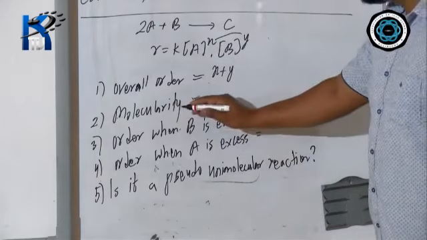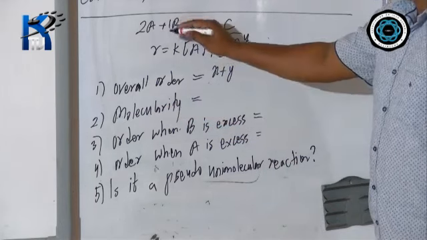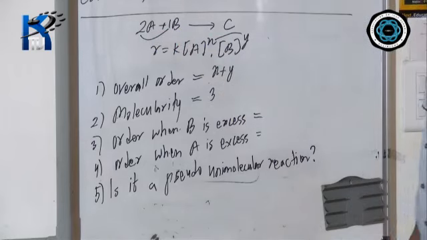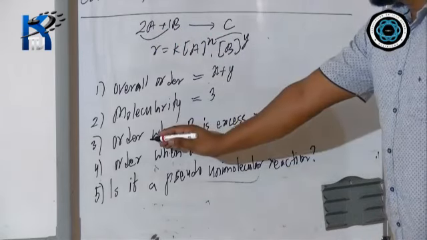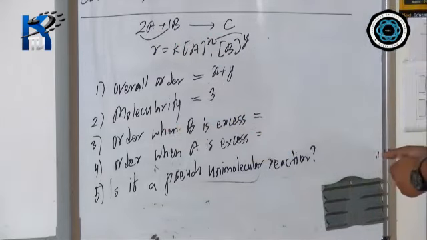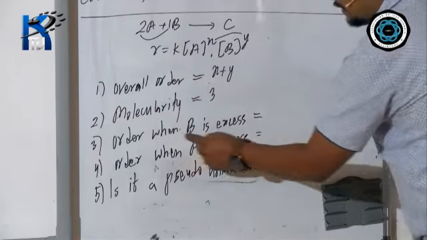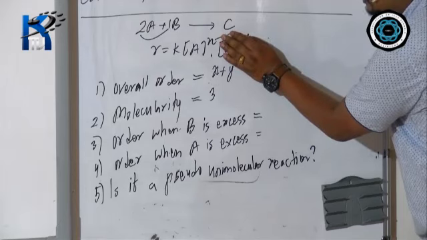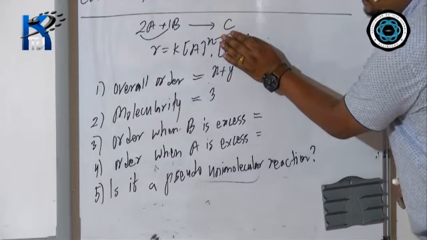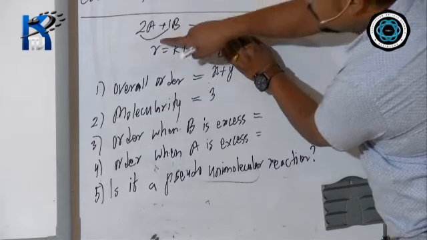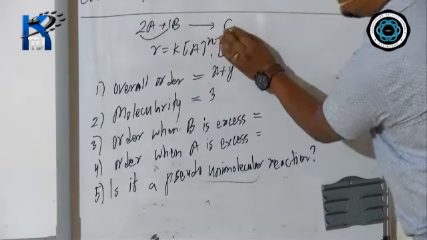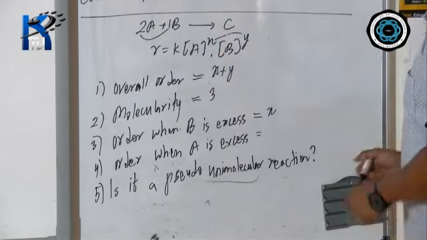Now the question is asking you to find molecularity. So here the coefficient is 1. So coefficient 2 plus 1 makes it 3. So molecularity will be 3. Now you have to find the order when B is in excess. As I said, you have to find the order when B is in excess. So if B is in excess, the rate does not depend upon its concentration, so hide it. So the rate will depend only upon the concentration of A and the power of that is X, so here it will be X.